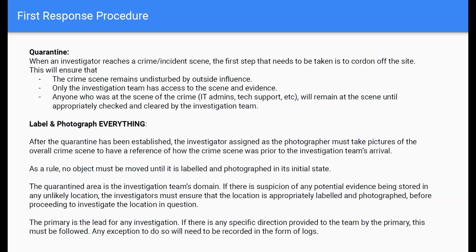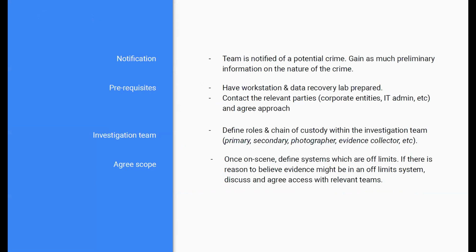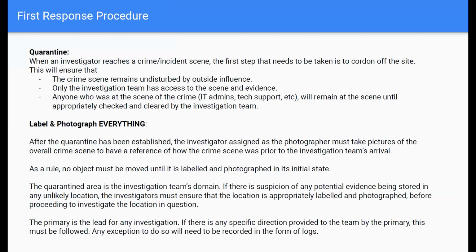The primary is the lead for any investigation. If there is any specific direction provided to the team by the primary, this must be followed. Any exception to do so will need to be recorded in the form of logs. Again, kind of the same point that I covered earlier, the primary, secondary, chain of command and chain of custody thing. Listen to the primary. If they say something, even if it's wrong, just do it. If somebody asks you why you did this, you can just say you followed the chain of command, and that's basically it.